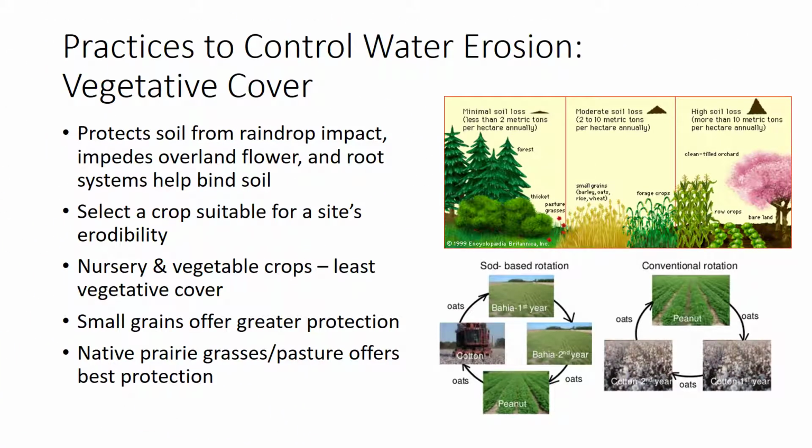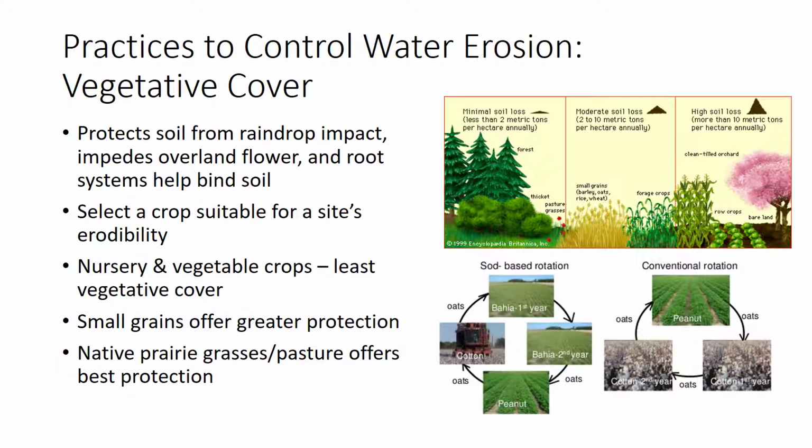Vegetation cover protects soil from raindrop impact, standing vegetation impedes overland flow, and root systems help bind the soil together. A standard erosion control practice is simply selecting a crop suitable for a site's erodibility. Nursery and vegetable crops offer the least vegetative cover and therefore are least suitable for sloping ground without protective measures. Small grains offer greater protection than common row crops, so including them in a rotation with row crops helps save soil. Permanent and complete vegetative cover, such as native prairie grasses or pasture, offers the best soil protection, so is the most suitable treatment for highly erodible land.